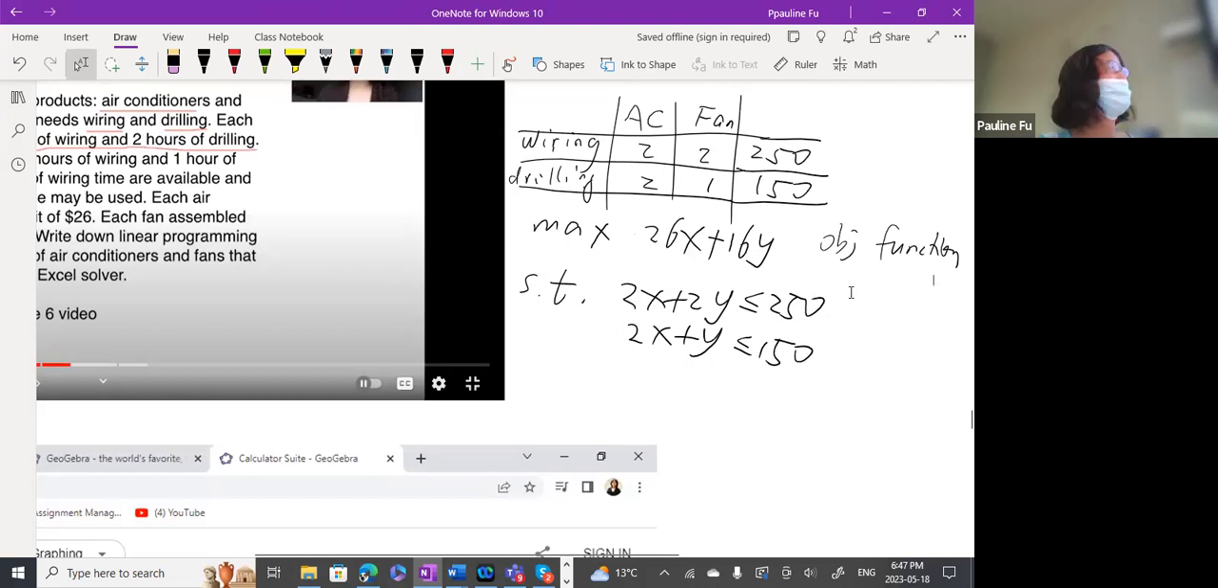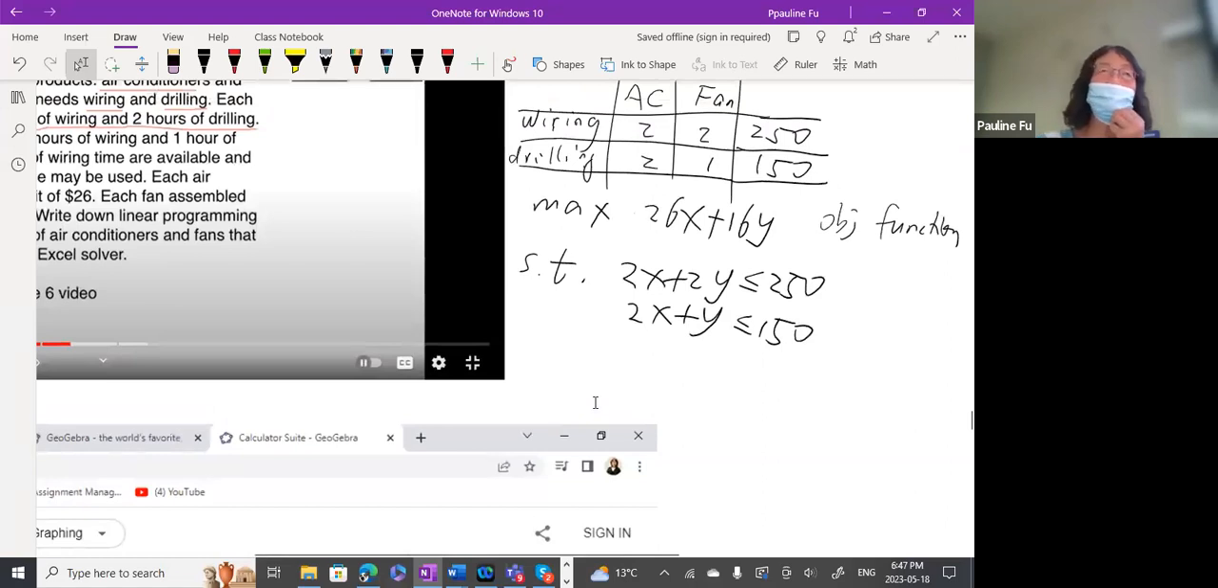I pause for a moment. So you need to translate this description into this table, and into those algebraic expressions in terms of the objective function and the conditions. Those two are called conditions. Any questions? So what we are going to do, we want to find what is X, what is Y, so that you can maximize 26X plus 16Y on condition 2X plus 2Y smaller or equal to 250, 2X plus Y smaller or equal to 150. Any questions on what we're supposed to do? I pause for a moment to see if you have questions.